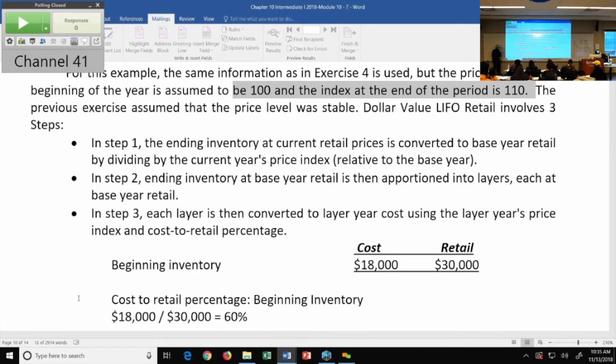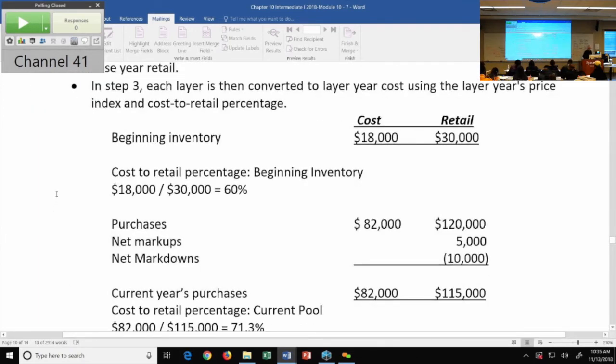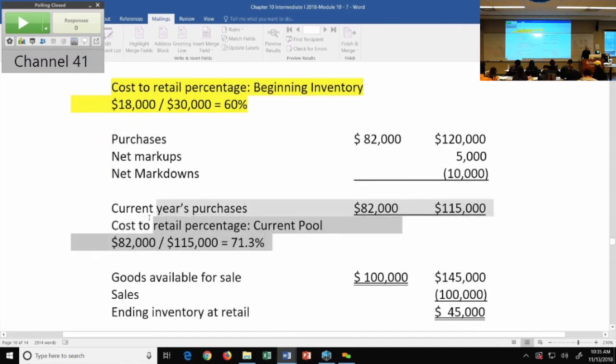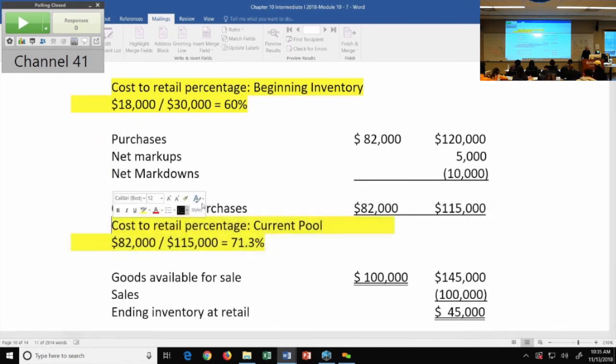The extra step is that base layer and current layer have to be deflated to base year prices. Once we do that, we get the increment or decrement in base year prices, and then the process is pretty much the same. So let's see how that would work. The first thing you do is get the ratio, which we've already done with the other example, for the beginning year. And then we get the ratio for the current period, which is going to be the 71.3. We also know the goods available, 145. We know the sales are 100.